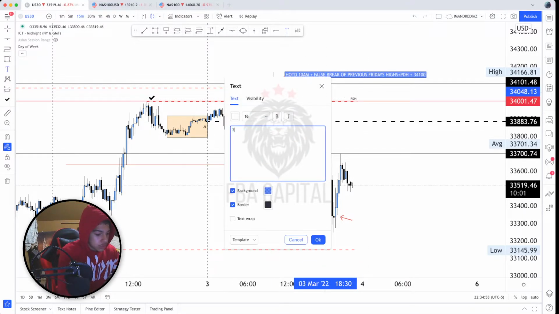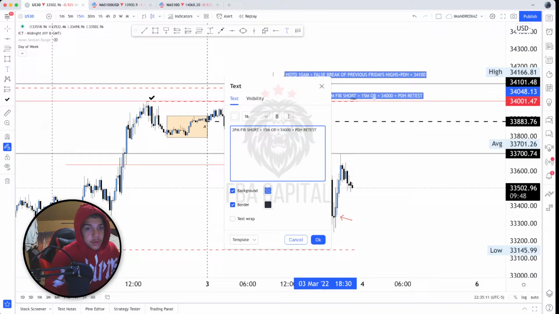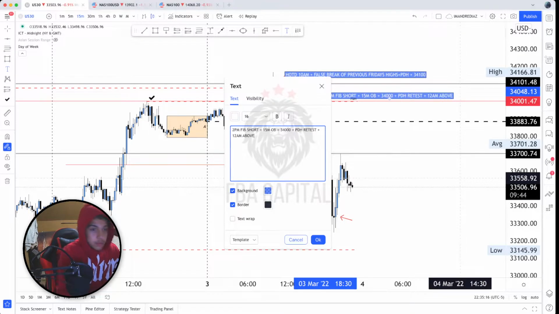So we have a 2 p.m. fib short. Plus we had the 15-minute bearish order block. Plus we had the 34,000 big figure level. Along with the previous day's high retest. And we were above the 12 a.m. open.